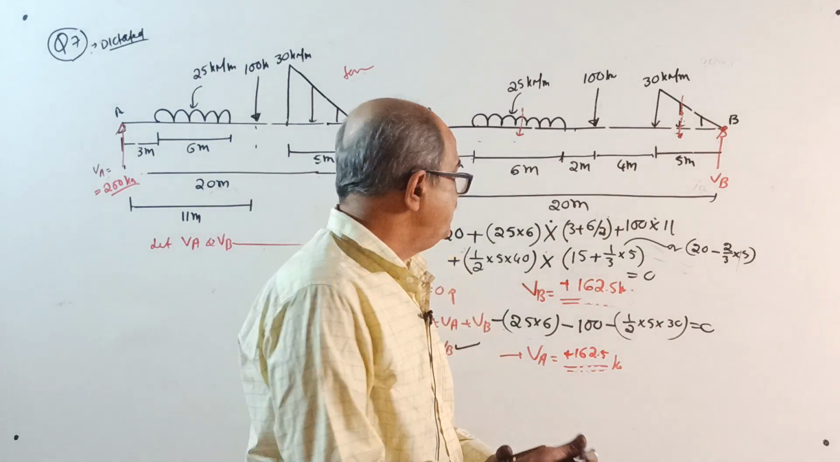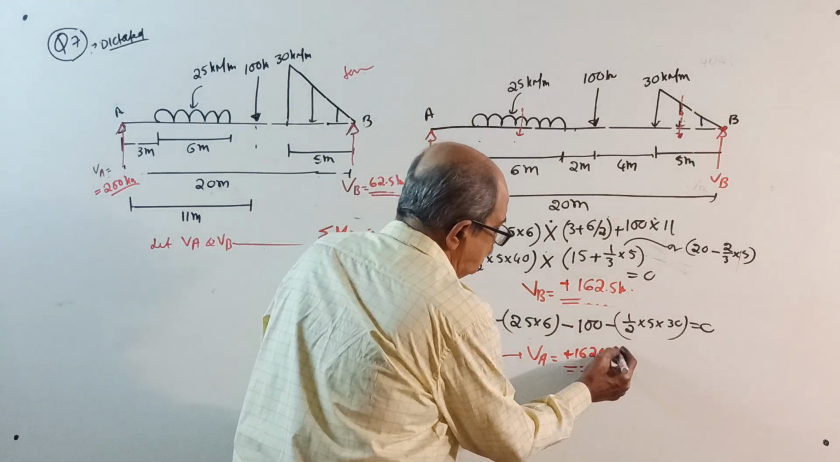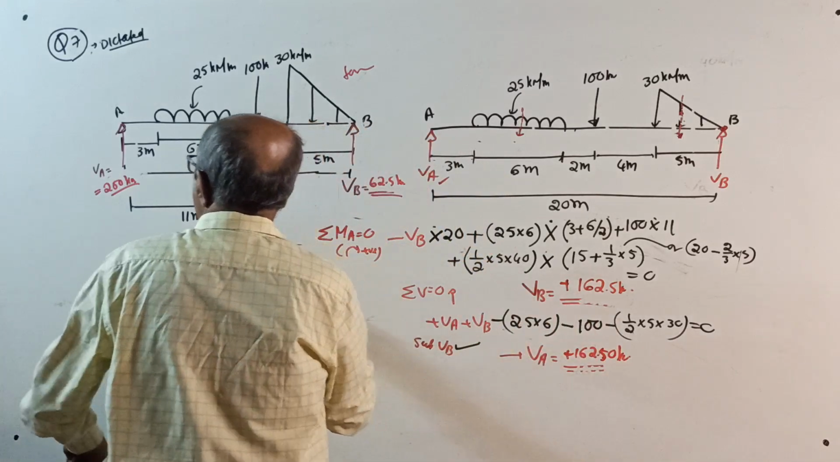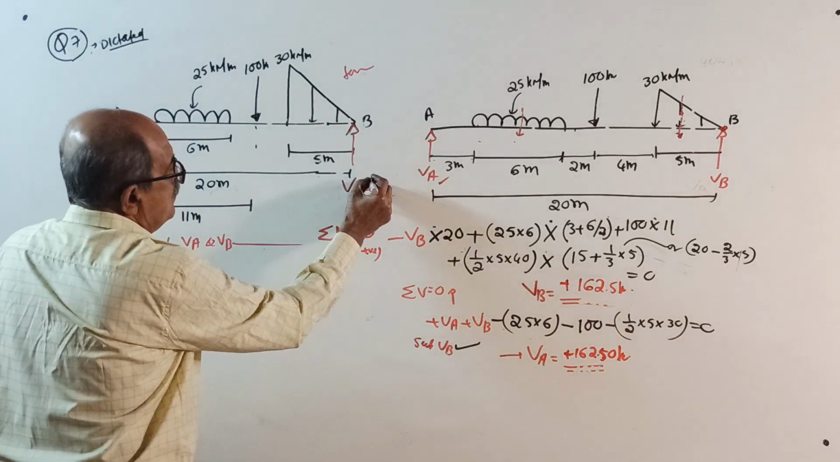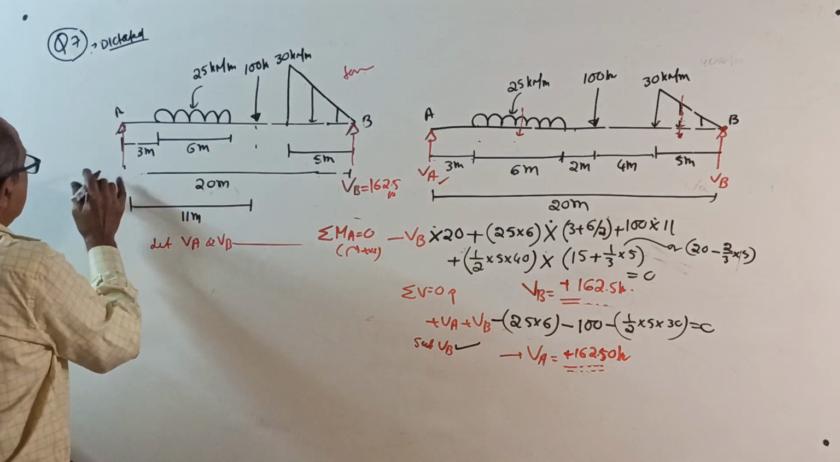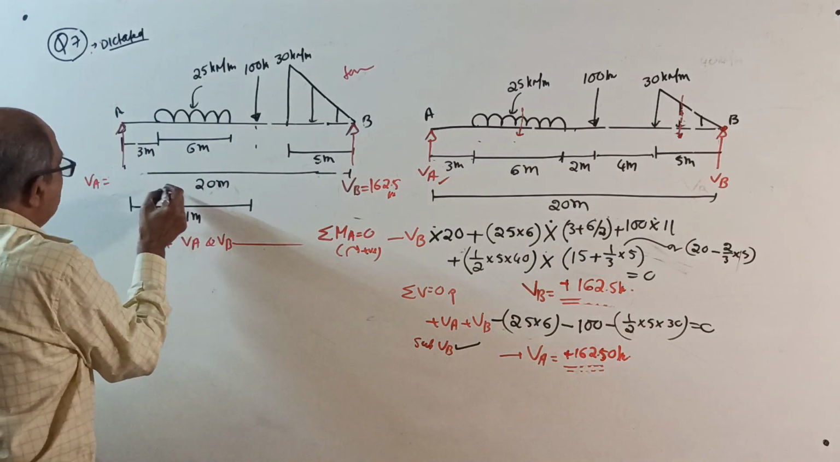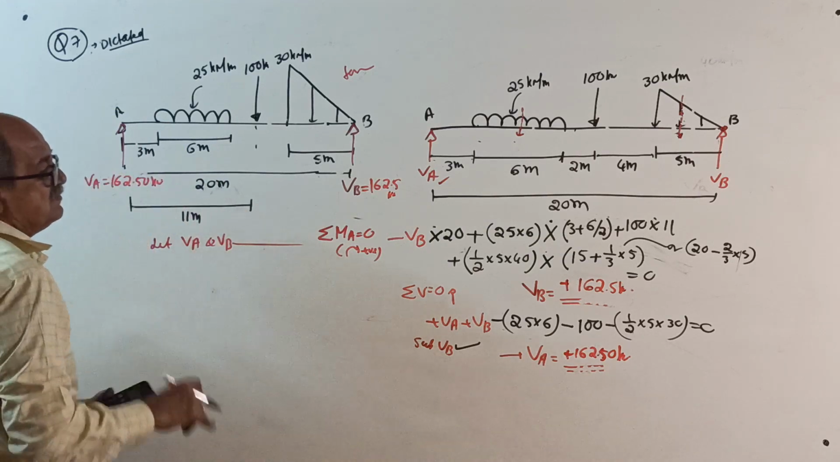Just to distinguish, I will do one thing. I will put 162.5. I write here 162.50 kilonewton, just to show that they can be different. Okay, I write, actually both are same, 162.5 kilonewton. Just to show you that it is not same always, I write 162.50 kilonewton. Okay.